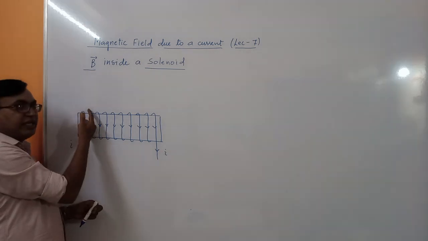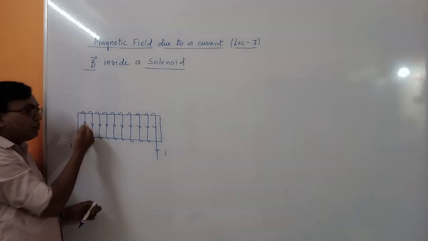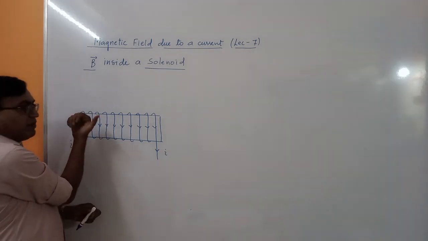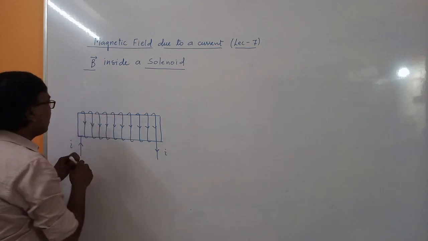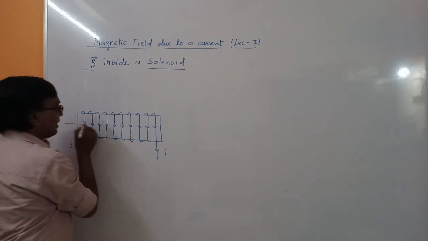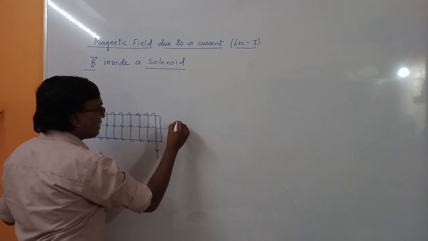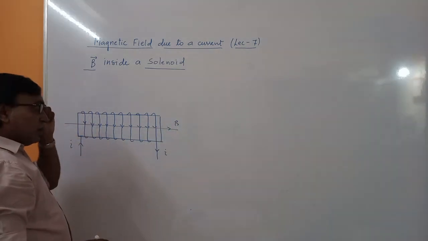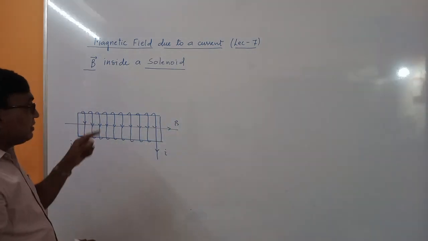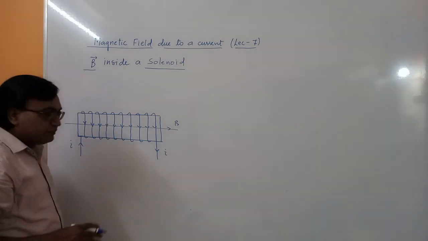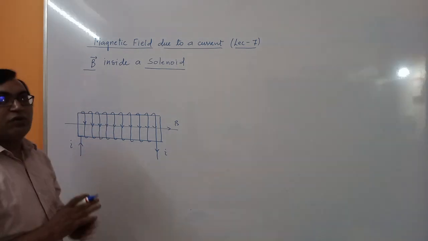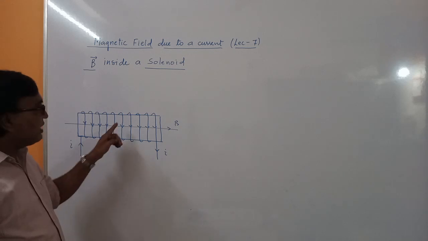So magnetic field in each loop, suppose you consider this loop, here it is coming out, so magnetic field will be along this direction. So you will have a magnetic field along this direction, B. We'll see the field lines afterwards. First we'll find out how to find magnetic field inside a solenoid.